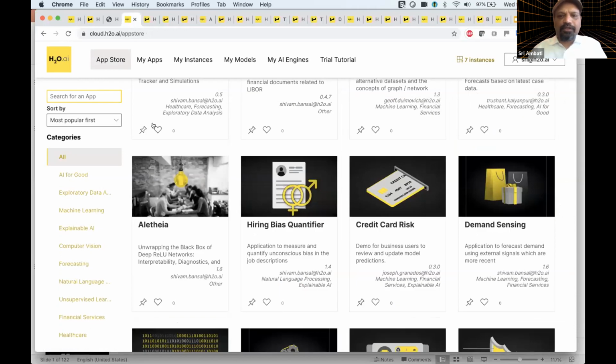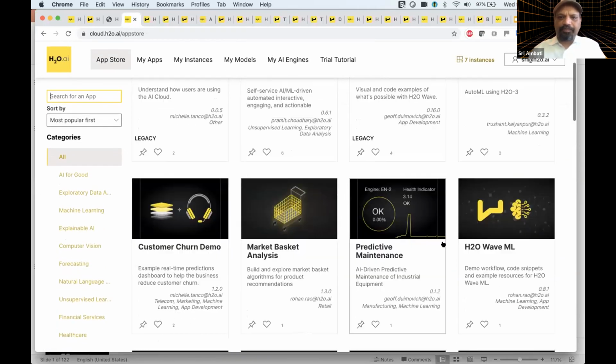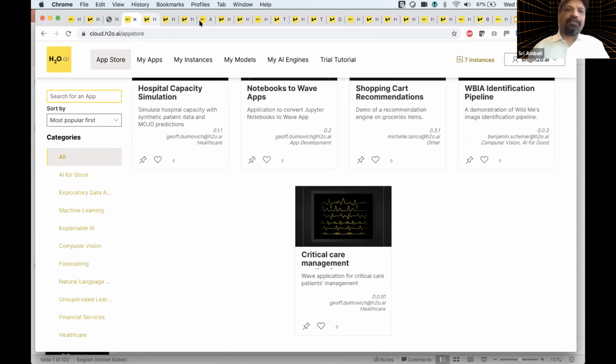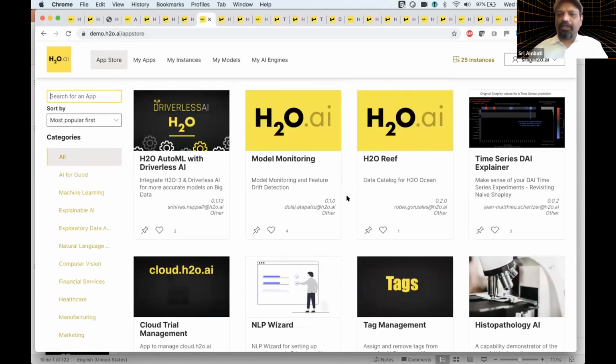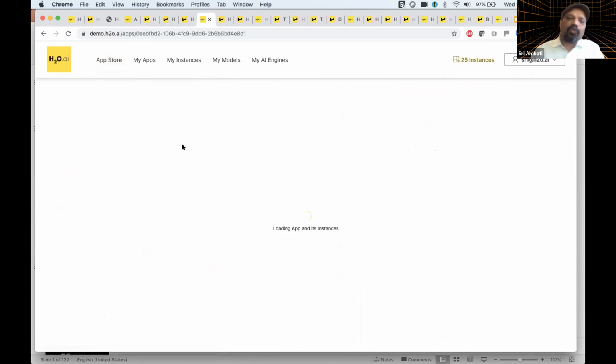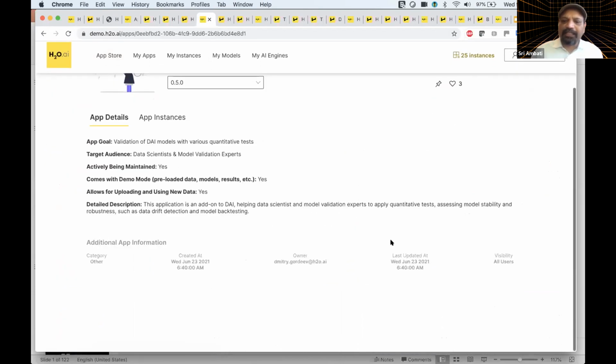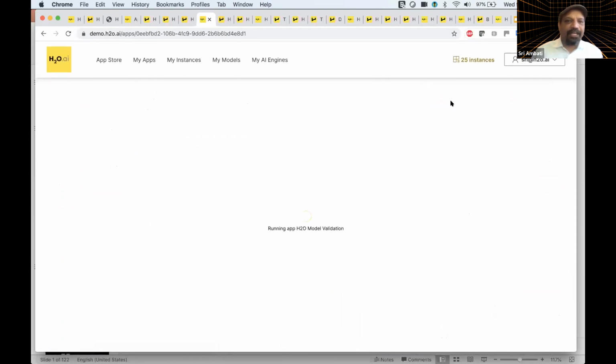Let's go to the App Store here. End-to-end validation of the models is going to be a very powerful need. What happens with models that are deployed is that they end up needing care. As the data drifts, you want to be able to rebuild the model on the fly.